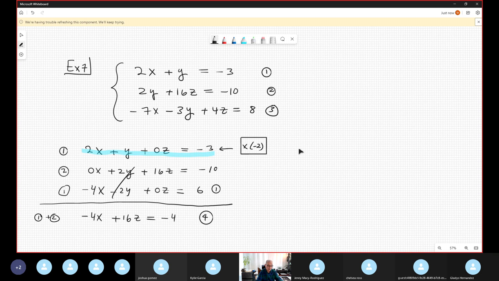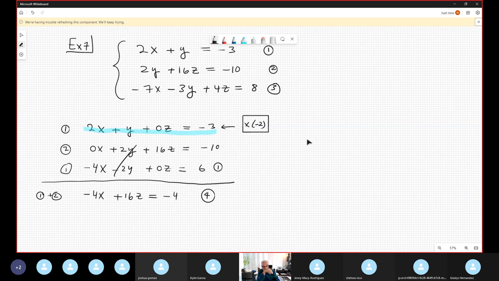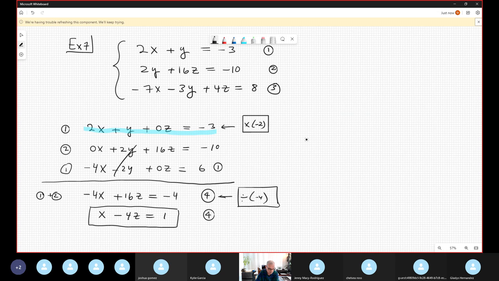I see something interesting. The coefficients in this equation are 4, 16, and 4, which are divisible by 4. If you want, leave it like that. If you want more simplification, that's your choice. If you divide the entire equation by negative 4, we have x, 16 divided by negative 4, and equal 1. I guarantee you that this equation 4 is equivalent to this. I'm using this because it's easier, in my opinion. You follow me?